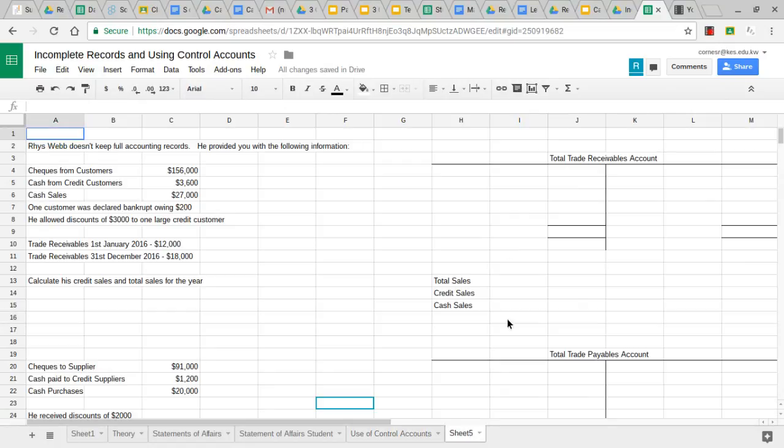Got two examples for you guys to do here. One's for the total trade receivables, one's for the total trade payables. Hopefully you won't have a problem with that.